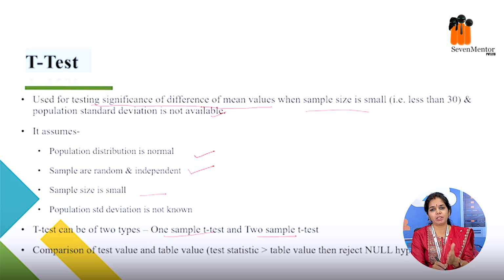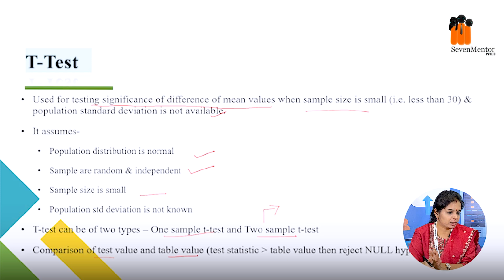In a one sample t-test, the sample mean is compared with the population mean. In a two sample t-test, two different sample means are compared. Whatever test value we get in this t-test, we will be comparing it with the table value. We have a table value for checking whether to accept or reject the null hypothesis.